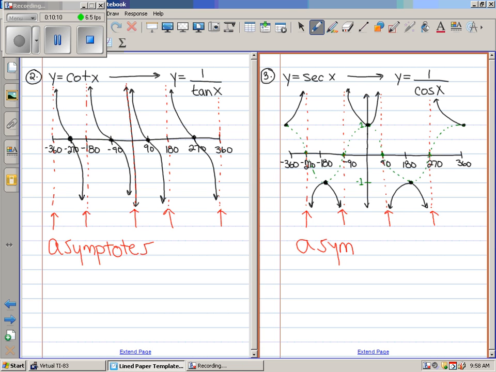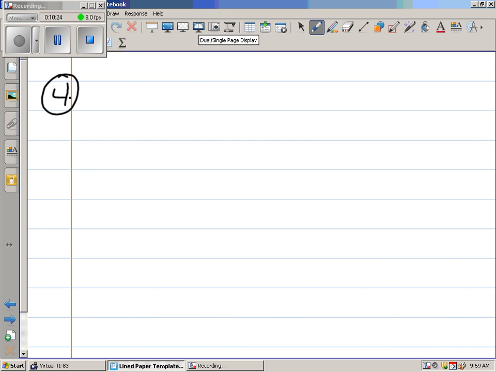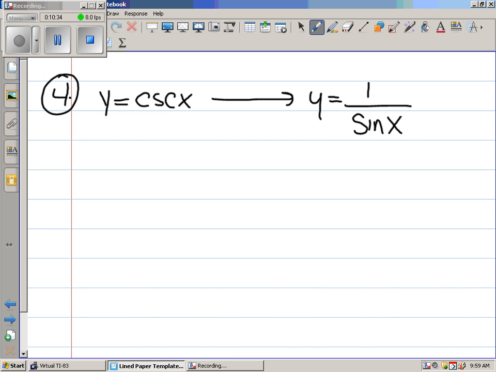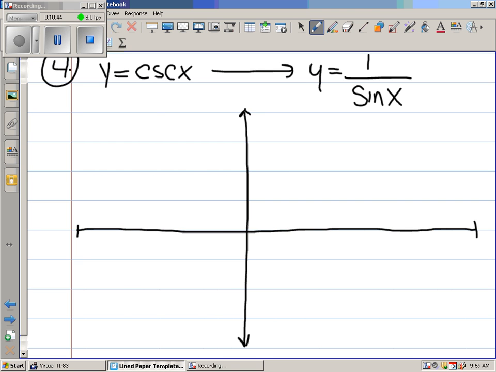Okay, these are the asymptotes. All right, let's go big screen. Number 4, what's the last graph we have to do? Y equals the cosecant of x. There's no cosecant button, so what are we graphing? Very nice. We're going to do it the exact same way that we did the secant graph. We're going to need lots of room going up and down. We're going from negative 360 to 360.